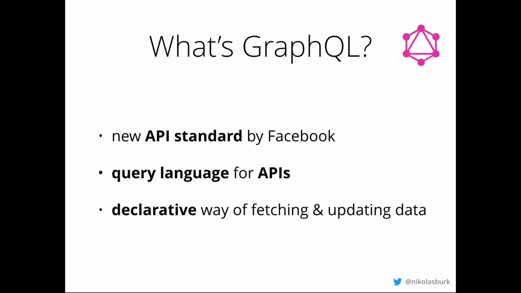And one reason why GraphQL goes so nicely together with React is that they are both declarative, right? React is a declarative library for building user interfaces. GraphQL is a declarative way for working with APIs.